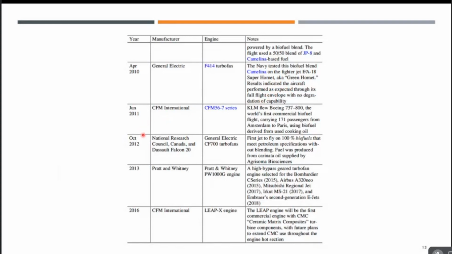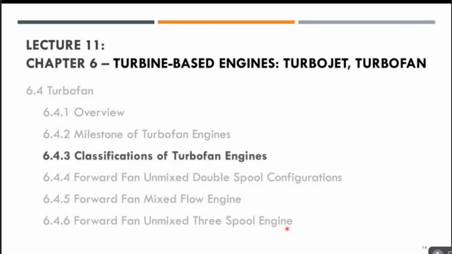And then the National Research Council of Canada for Dassault Falcon, the manufacturer. The engine that they produce is the General Electric CF700 turbofan. And until 2016, the LEAP engine, which is the first commercial engine with a CMC, ceramic matrix composite, turbine. So, a new material being used for the turbine blades. If you want to know more detail, you can look into any propulsion textbook that will tell you more about the historical aspect of the turbofan engine.